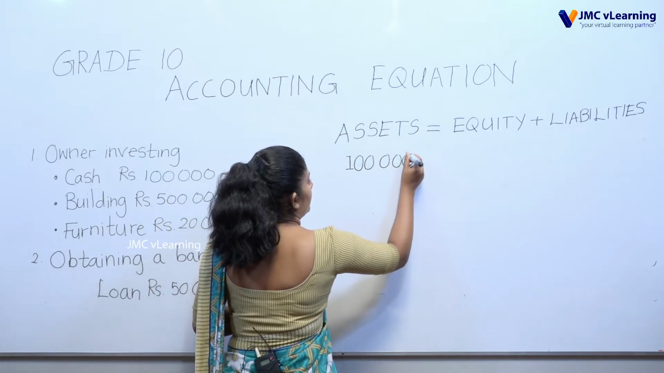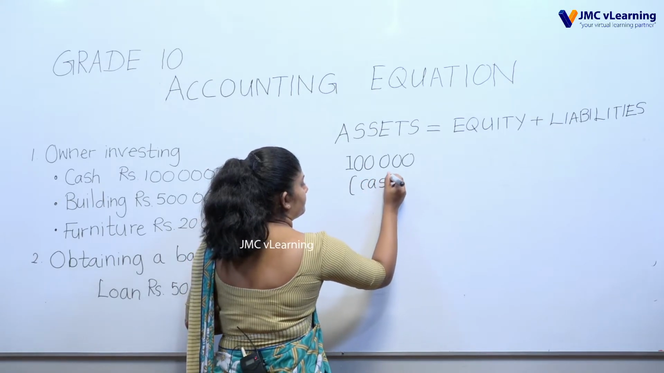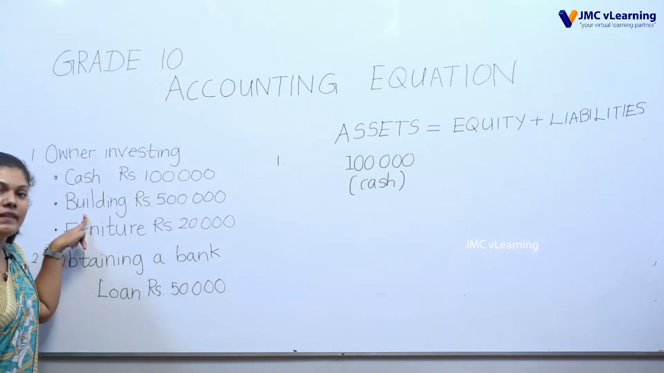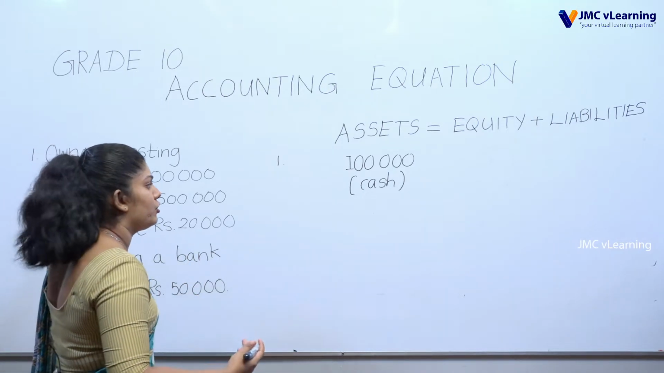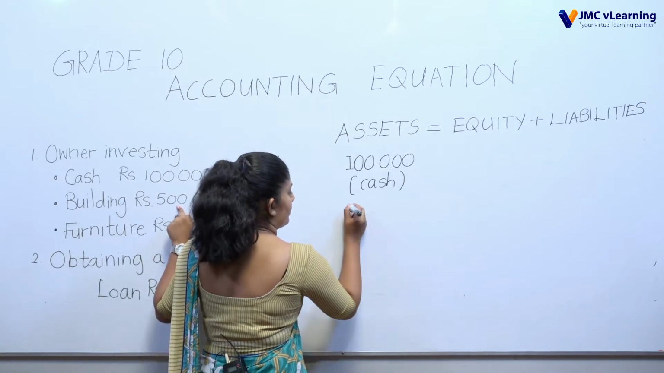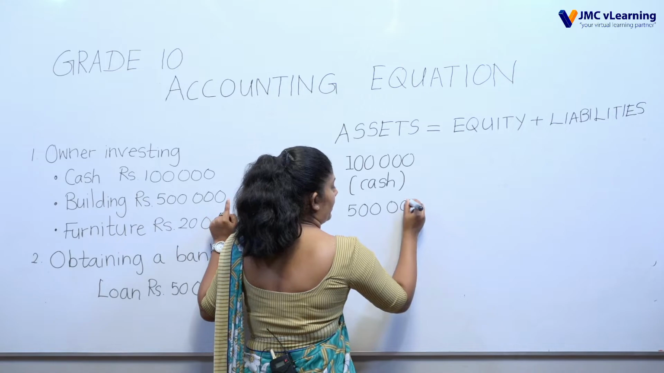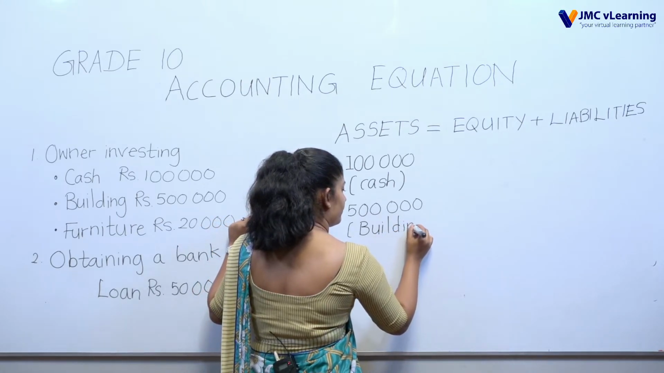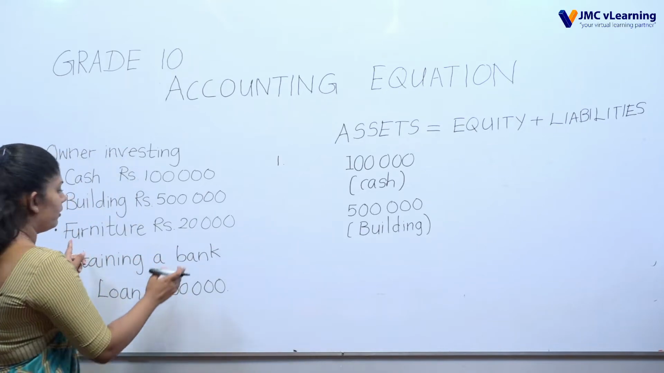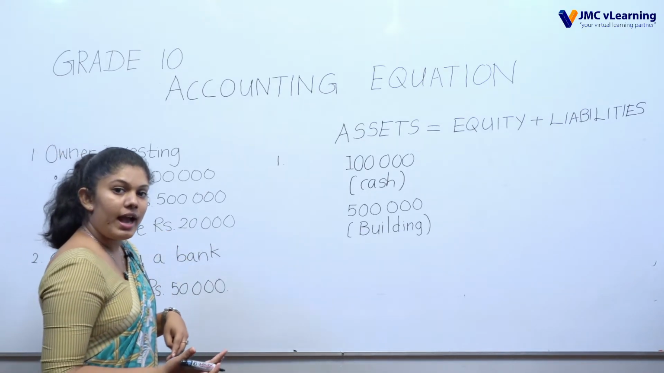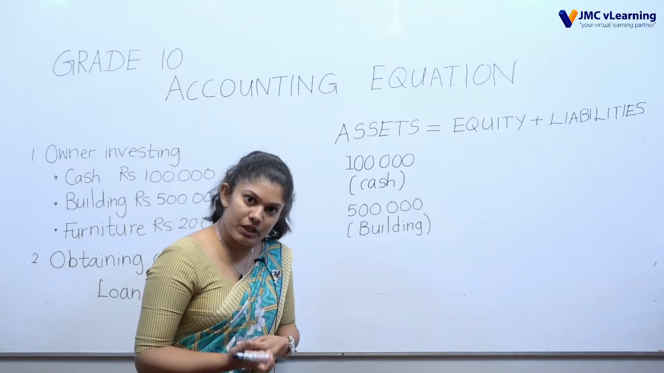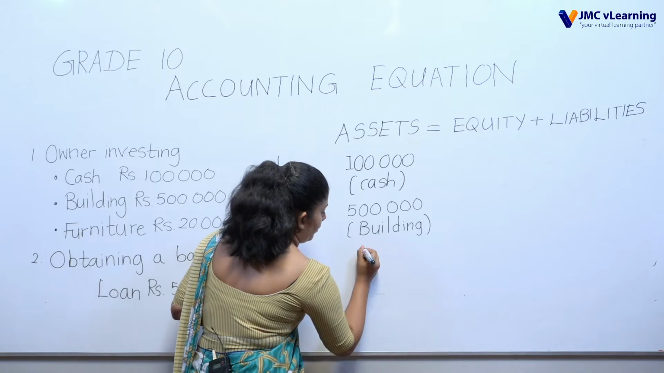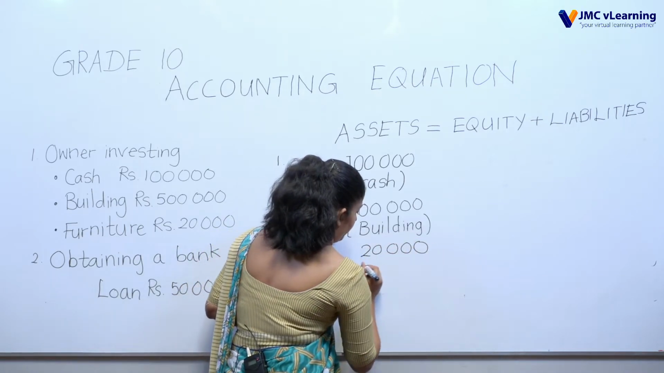100,000 cash. Next, building, that is also an asset to the business, 500,000. What is the type of asset? Building. Then furniture. Furniture also an asset because we use it in the business. We get benefits because of that, and it is there because of the result of a past transaction. 20,000 furniture.